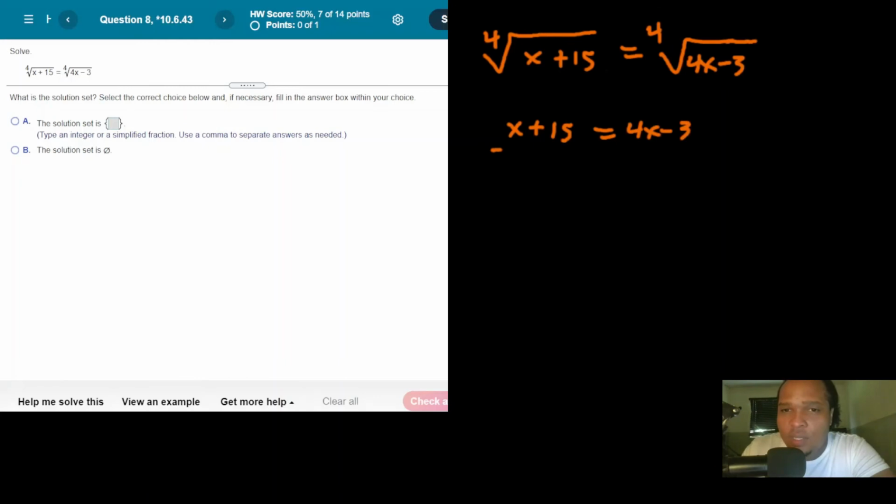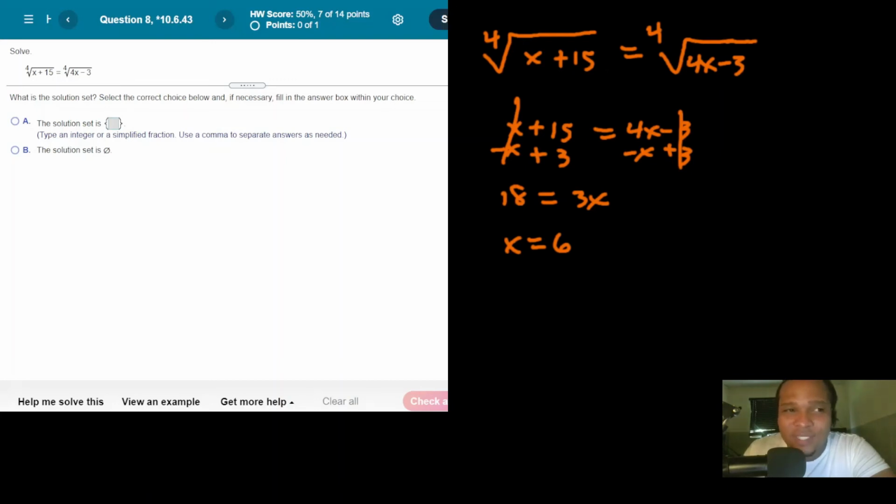Let's subtract the x from both sides, and let's add the 3 to the other side to get rid of it. So we have 18 is equal to 3x. So x is equal to 6. Now remember, these are even powers, so you always want to check. I noticed in the last example I didn't check, but you always want to check, okay?